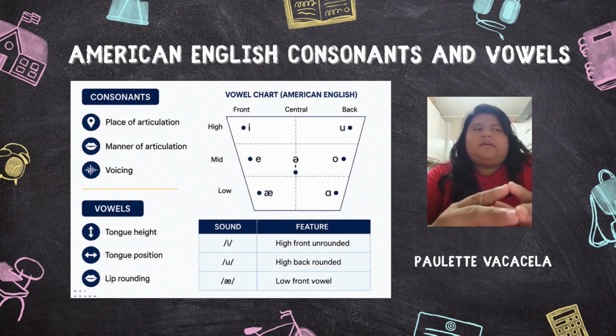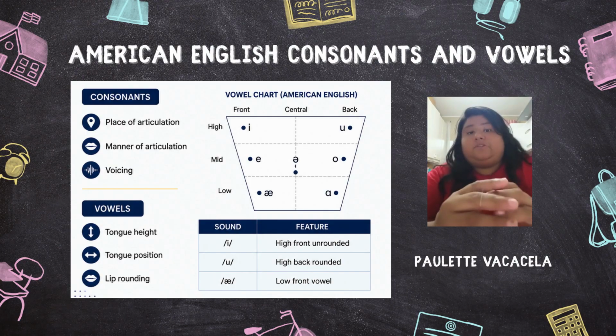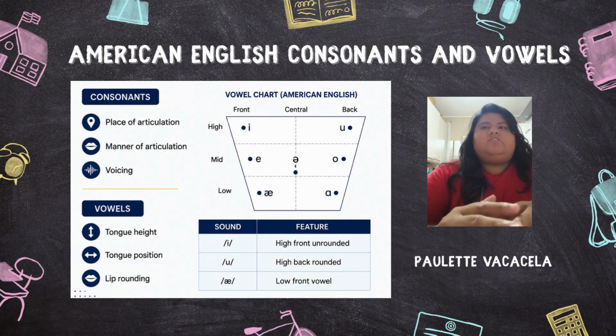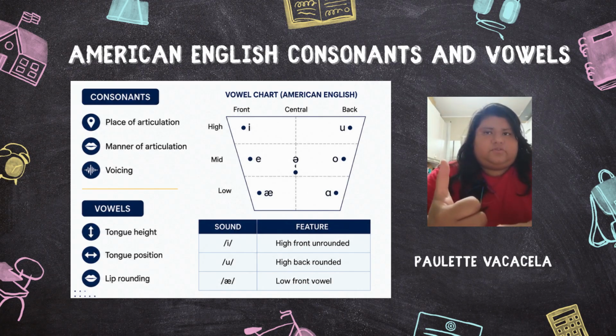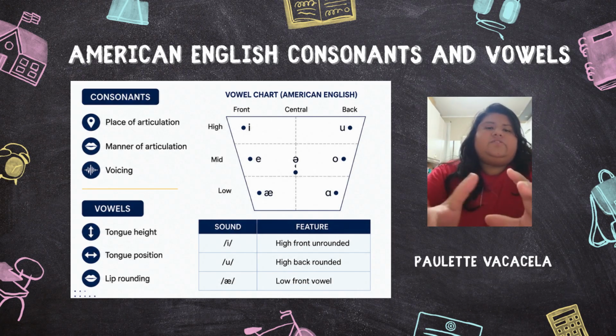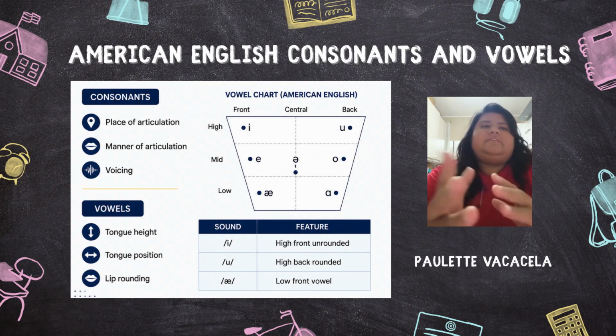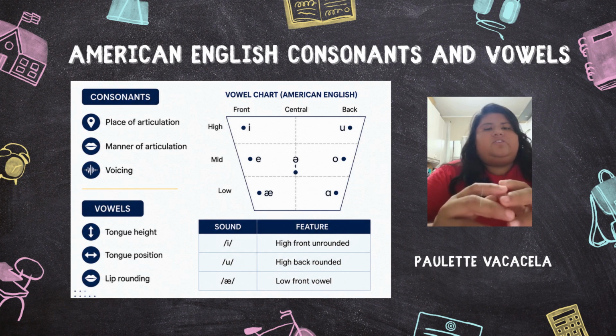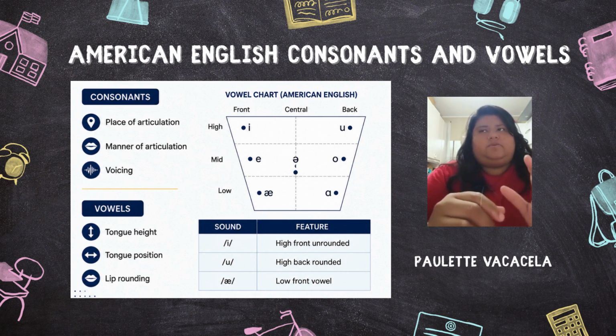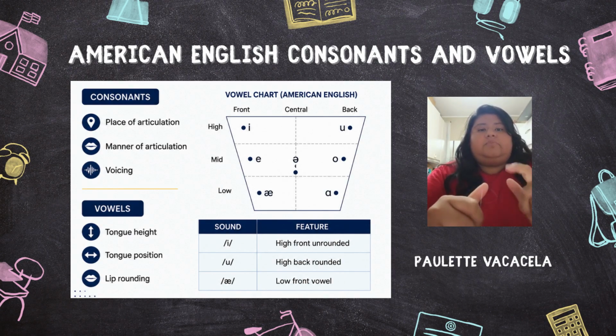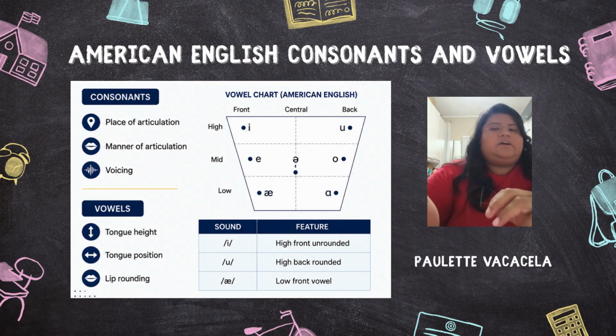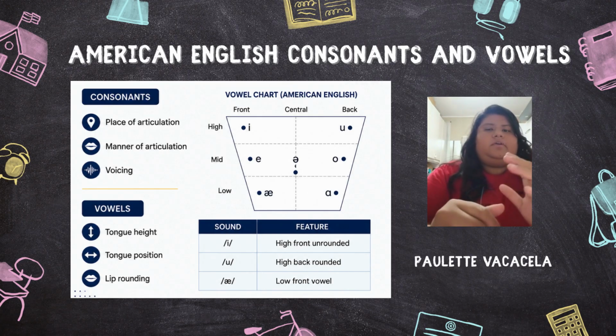Now, let's look at American English consonants and vowels. Even though both are speech sounds, they are described differently. Because as we saw before, consonants are classified by the place of articulation, the manner of articulation, and also the voicing. These features also tell us exactly how the sound is produced. But on the other hand, the vowels are different because there is no complete blockage of the airflow. Instead, they are classified according to the height of the tongue, the position of the tongue, and whether the lips are rounded or unrounded.